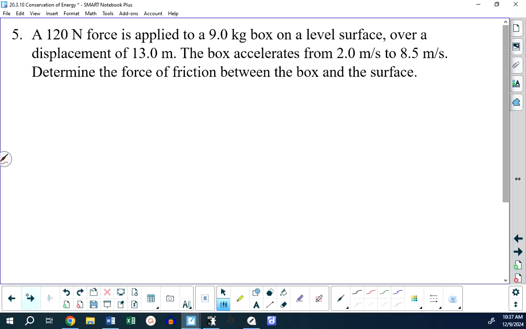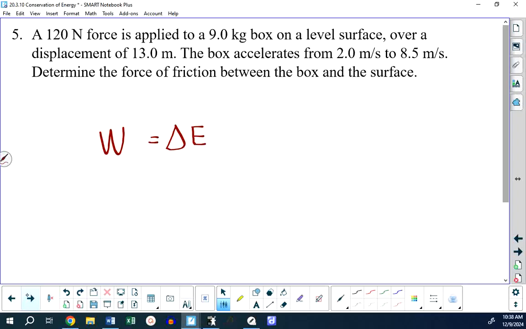A 120 newton force is applied to a box. Are you doing work? Work is done. If work is done, there is no question about it that you have to, well, there's other ways to weasel and maneuver your way around it, but you have to basically consider work as change in energy. Does the box gain kinetic energy? Yes. Does the box gain potential energy? No, it's on a horizontal surface.